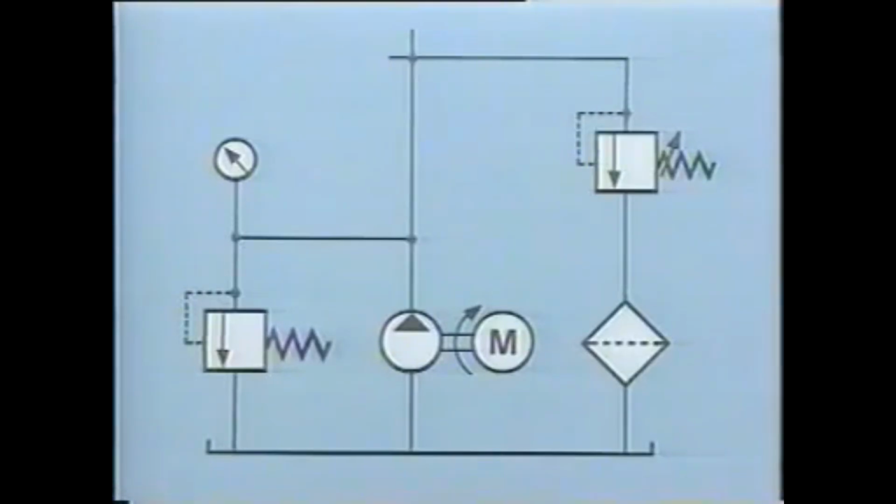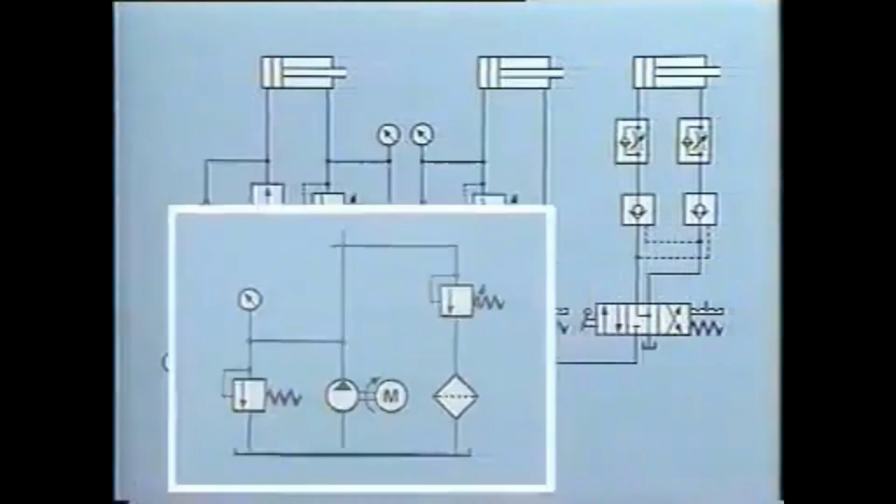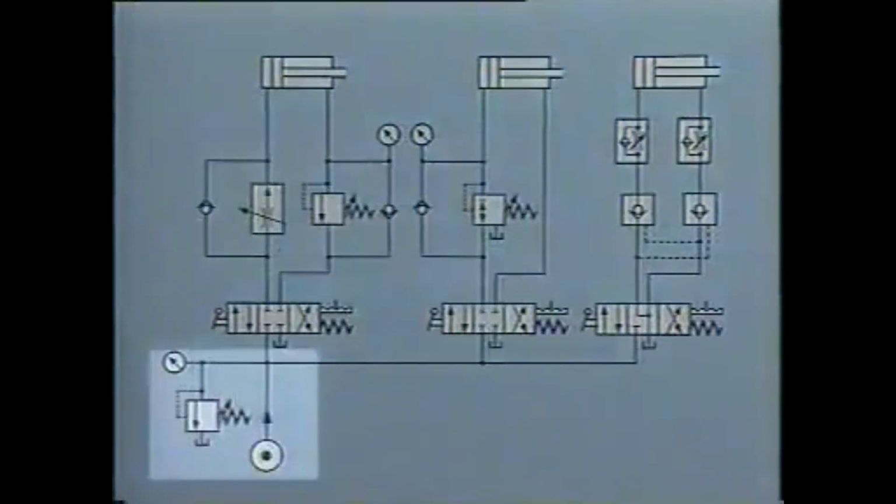Starting on the left, the pressure gauge, and beneath it the pressure relief valve that has been set to the nominal pump pressure, and the pump with motor and filter. Beneath that is the tank. At the top is the adjustable pressure relief valve for system pressure. Here is a simplified diagram of power supply and pressure relief valve for system pressure, together with reservoir.